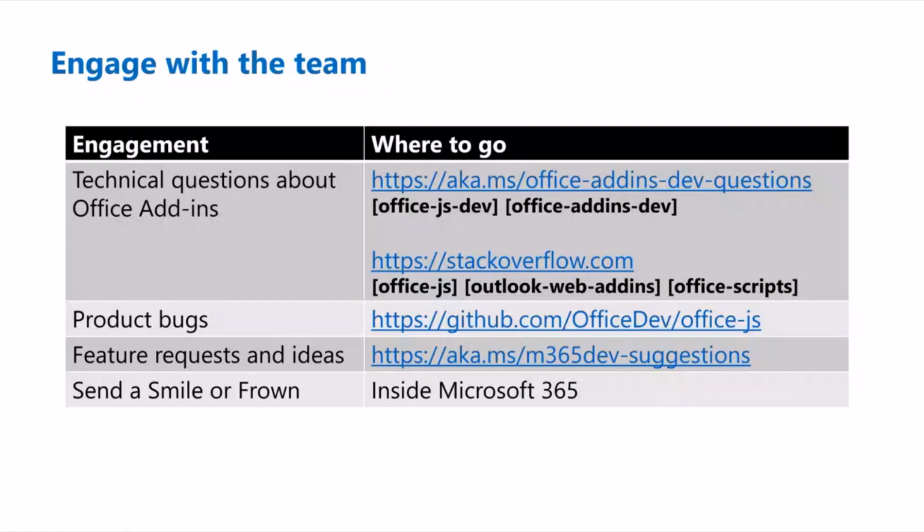And also, if you have questions and want to engage with the team, you can go to these links. The first one is for technical questions about Office add-ins, for example, how to implement a certain feature or other questions; you can go to these two links to get discussions or answers. If you encounter a product bug, you can go to this GitHub page to submit an issue. If you have feature requests and ideas, you can go to the M365 Dev suggestions forums to submit them. You can also send a smile from inside Microsoft 365 apps.